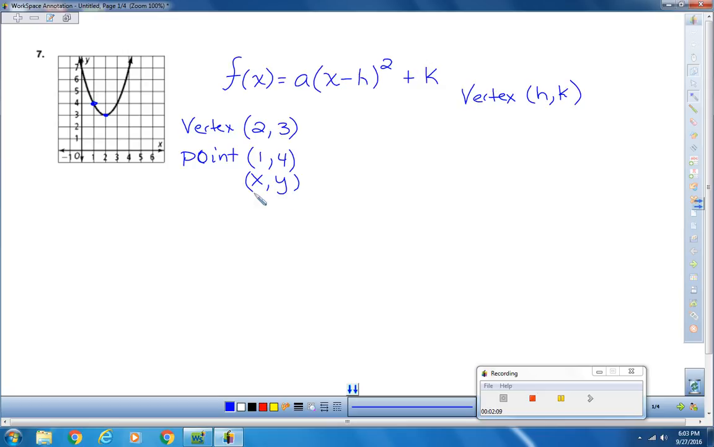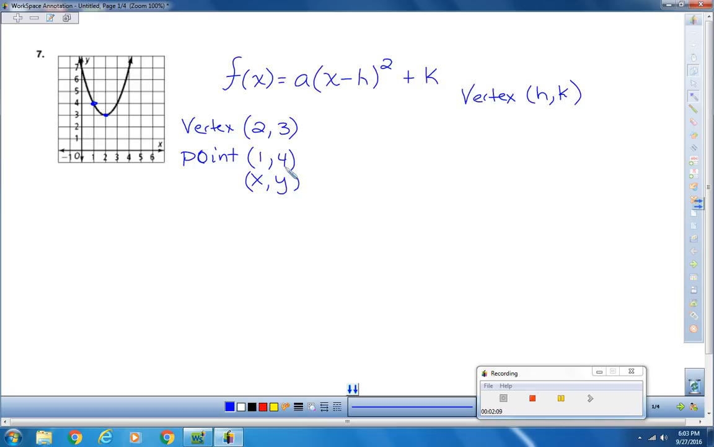So what we're going to do is plug these in for x and y. 1 will be plugged in for x, 4 will be plugged in for y. We want to plug these back into the vertex form of our parabola, and that will allow us to find a. And remember, y and f of x are essentially the same thing. F of x just means that it's a function. Y could be any equation with 2 variables, y and x.